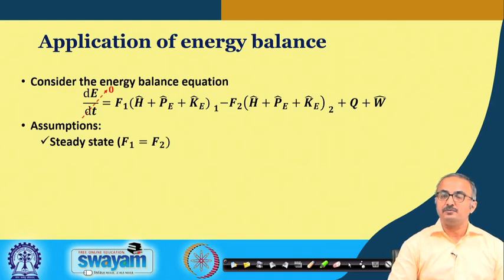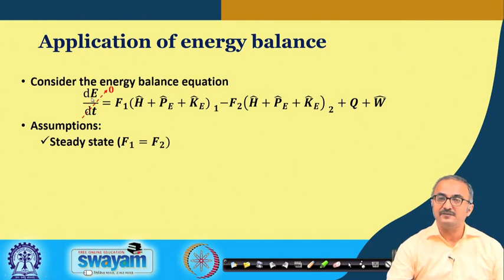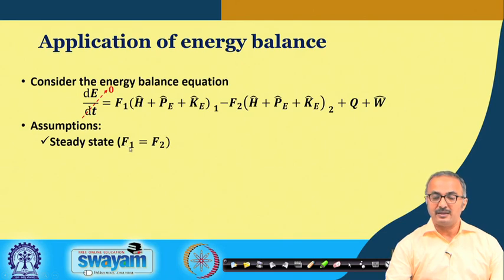So, first we assume that the system is at steady state. In that case, we find that there will not be any change in the energy of the system with time, so we put this left hand side derivative as 0. And also from the mass balance equation, we find that the flow rates will be constant from the inlet to the outlet, and there will not be any kind of accumulation of mass within the system.